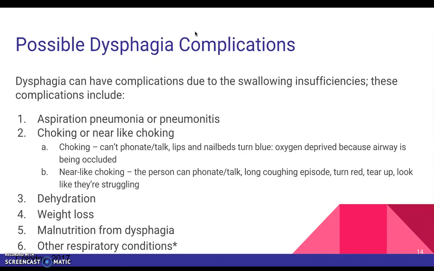Possible dysphagia complications. Dysphagia can have complications due to the swallowing insufficiencies and aspiration: pneumonia and pneumonitis, choking, near choking, dehydration, weight loss, malnutrition, and other respiratory conditions. So, number 6, there could be physiological lung changes.